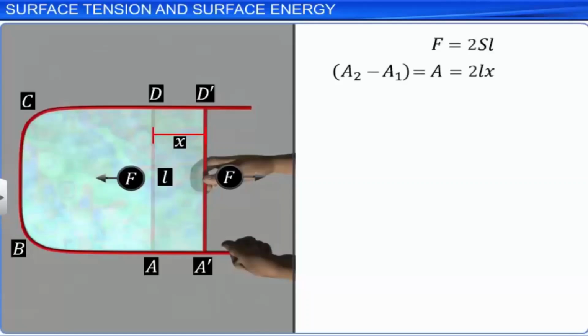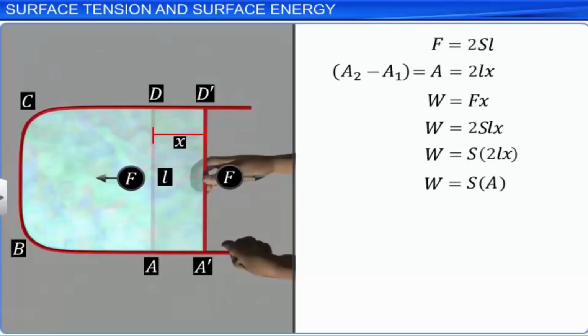Thus, there is some work done by an external force F in stretching the film, and hence there is an increase in the surface energy. The work done by the external force is equal to F into x. On substituting the terms and simplifying, we get W is equal to the product of surface tension and increase in area A of the film.